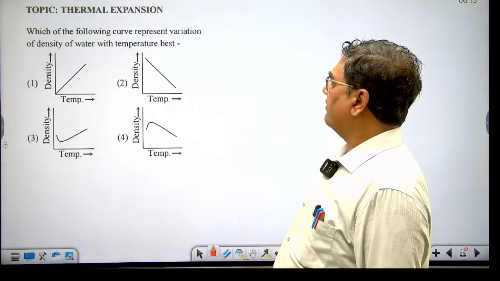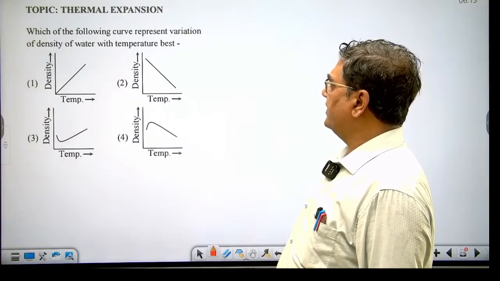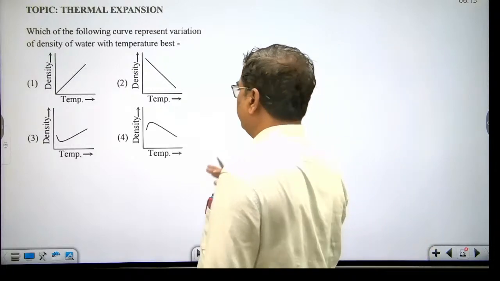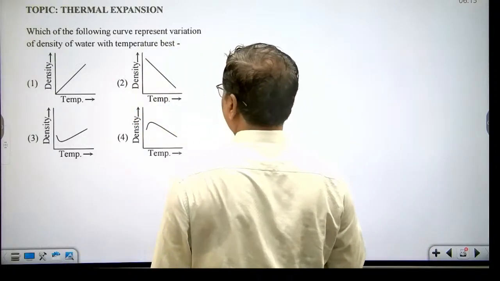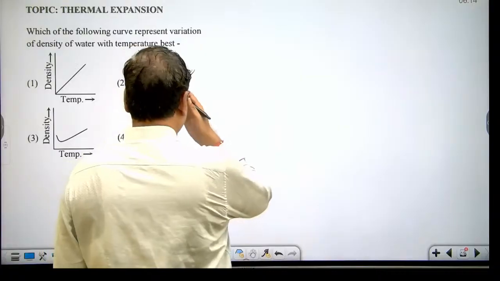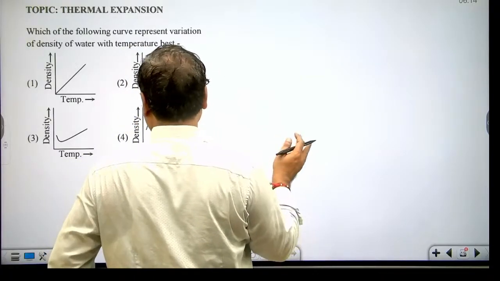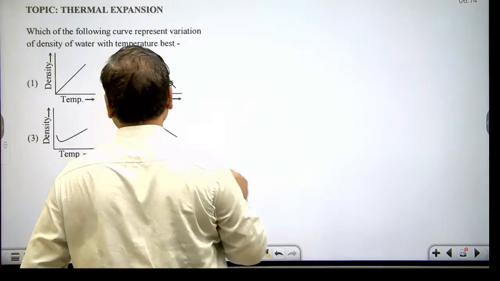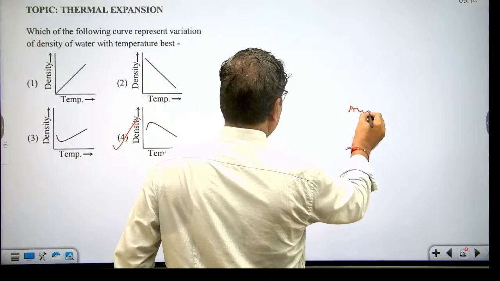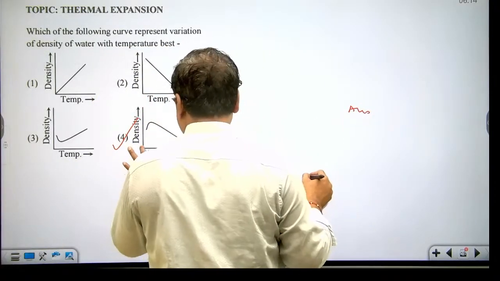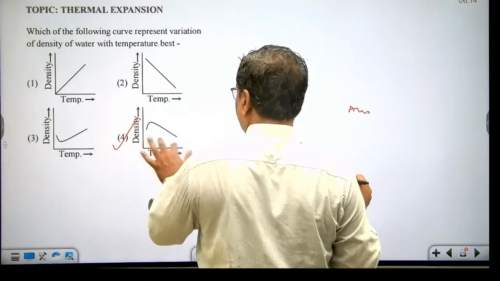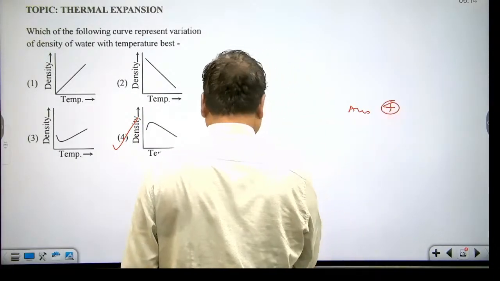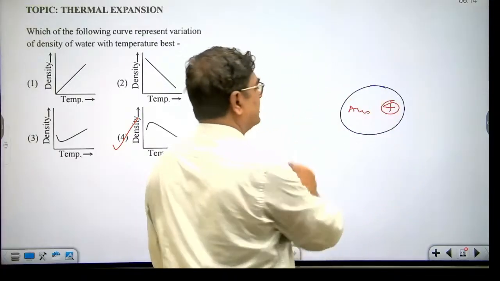Which of the following curves represents the variation of density of water with temperature? This is a very good question. Between 0 to 4 degrees centigrade, water shows anomalous behavior, okay? And its volume coefficient of expansion is negative. So at a temperature of 4 degrees centigrade, density remains maximum. Between 0 to 4 degrees centigrade, when temperature increases, it contracts. Okay, so density increases. Out of 4 choices, the correct choice is option 4. Option 4 is the correct answer.